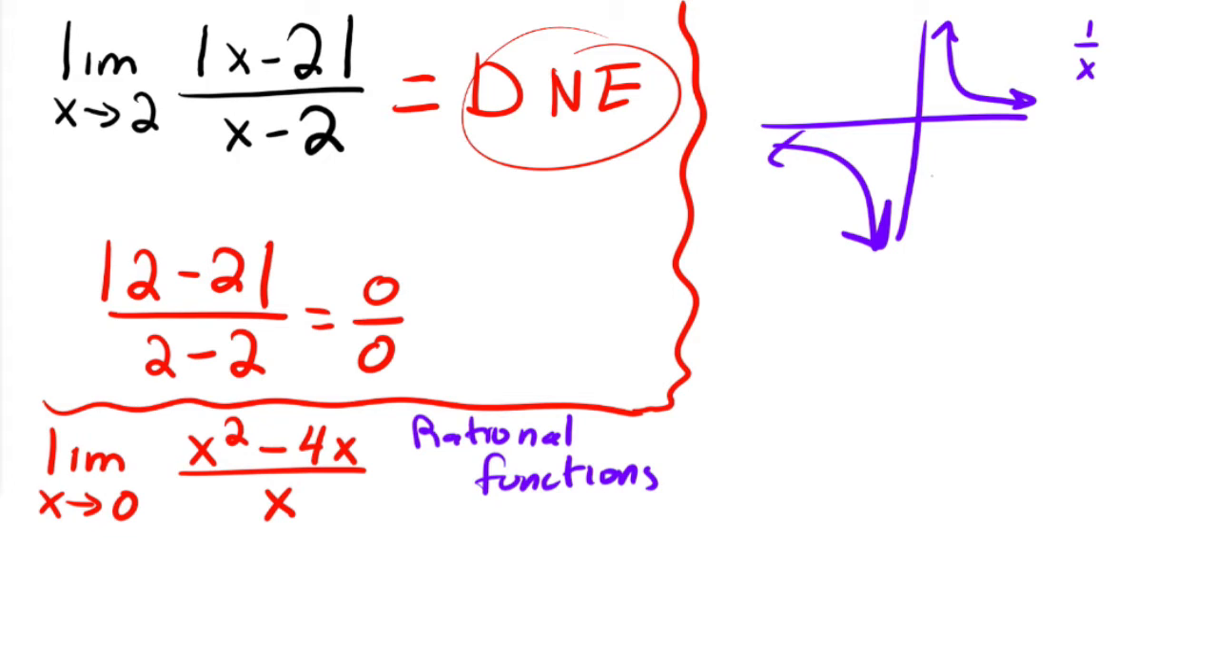And so we expect this function to look somewhat similar. Now, obviously, if you plug in 0, you'll notice that you get 0 over 0, which we already know is indeterminate. We don't know what that means yet, but we know it's indeterminate. But let's graph it.